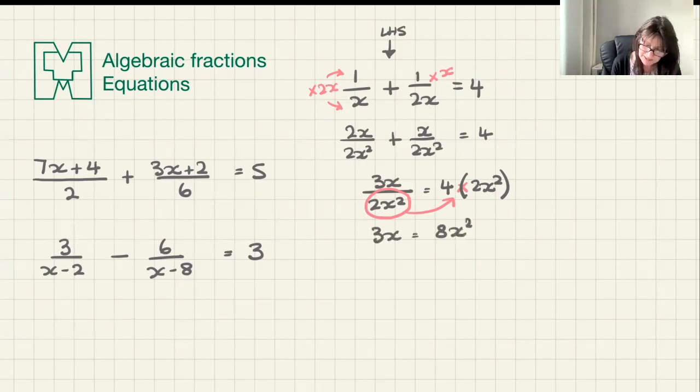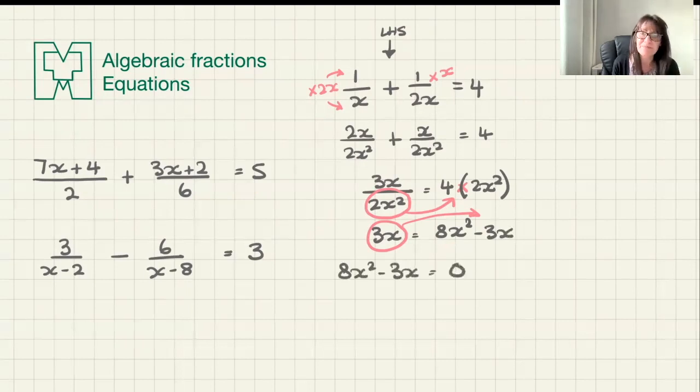Now I can see at this stage that I've got myself a quadratic. To solve a quadratic, it needs to equal 0. So I'm going to hop my 3x over to join the 8x, choosing to do it that way because the 8x is positive. It would be really nice to keep that positive. So I've now got 8x squared minus 3x equaling 0. I'm going to solve this by factorising. X is common in both, so I'm going to bring the x out.